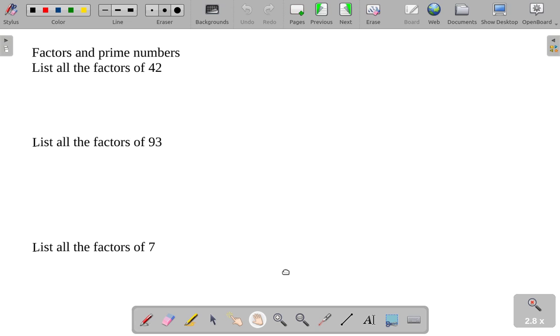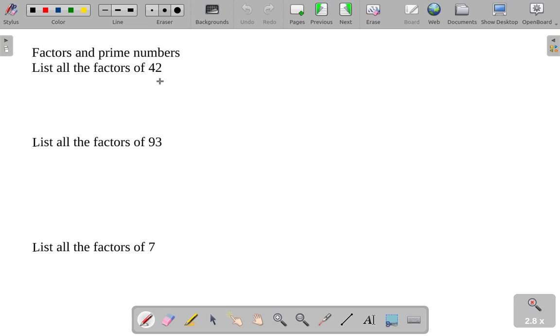We're looking at factors, factors of whole numbers specifically. And so if you want to figure out what the factors of a number like 42 are, first off, factors are numbers that divide evenly into 42. So 1, 2, 3, those are all factors of 42 because when we try to divide 42 by those numbers, it comes out evenly.